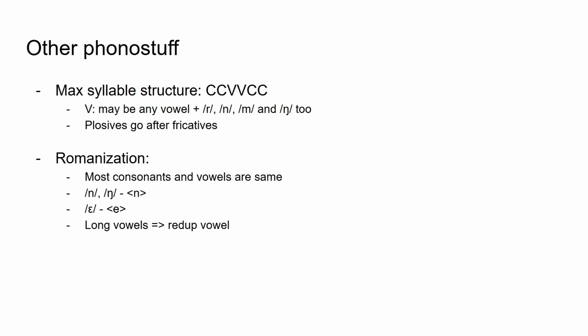Plosives go after fricatives. Strictly, if in conjugation they somehow manage to go before fricatives, then they are metathesized immediately. Now, romanization. Most consonants and vowels are the same. N and ng are shown as n, and e is shown with an e. Long vowels are shown by reduplication.